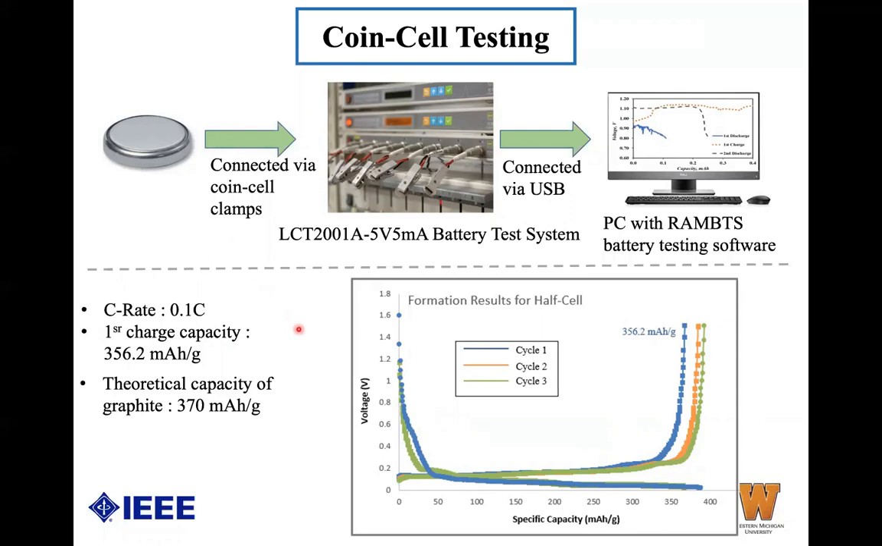The formation of the battery was tested at a C rate of 0.1 C, which means that each cycle is run for 10 hours. We run 3 cycles, which means that the formation of the half cell is run for 30 hours in total with rest time in between them. From the formation results, we expect to see the first charge capacity of the battery being close to the theoretical capacity of graphite. The theoretical capacity of graphite is around 370 milliampere-hours per gram, and the first charge capacity obtained is 356.2 milliampere-hours per gram, which is what we expect to see.